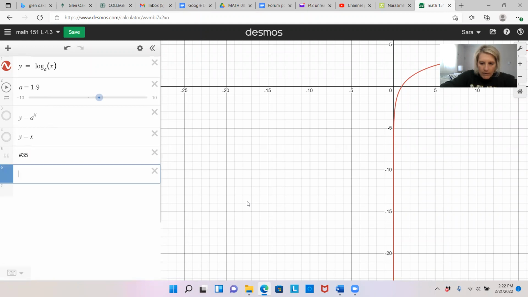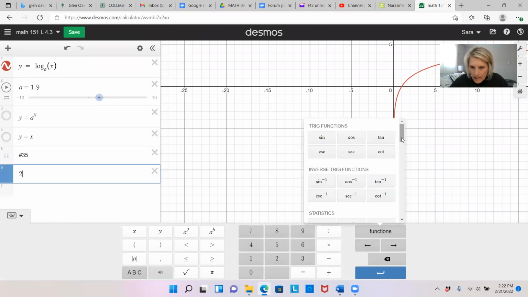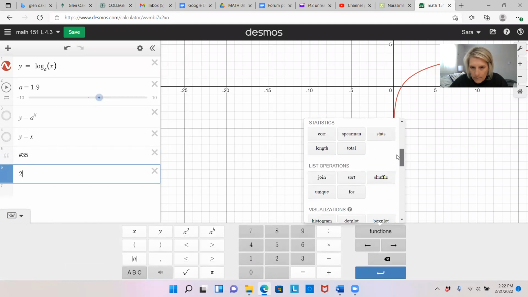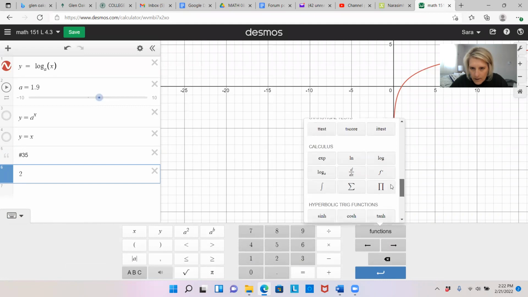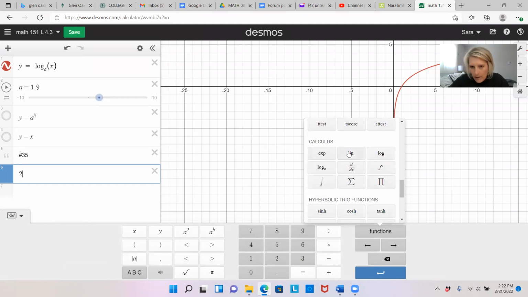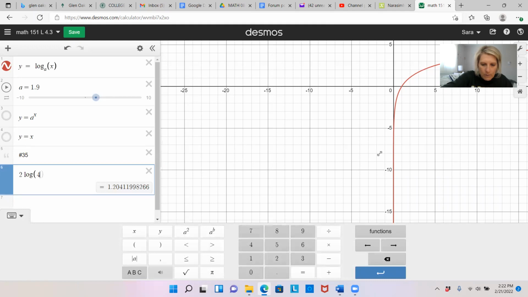Number 35. And we're going to put in 2. And then you can go to functions down on your keyboard. So functions. And you kind of just have to scroll down, down, down, and you'll see the calculus ones. We're going to do the natural log in a minute, but we're going to look at log first. So 2 log, and then 4 goes into the parentheses, and that comes out to be an approximation of 1.204.